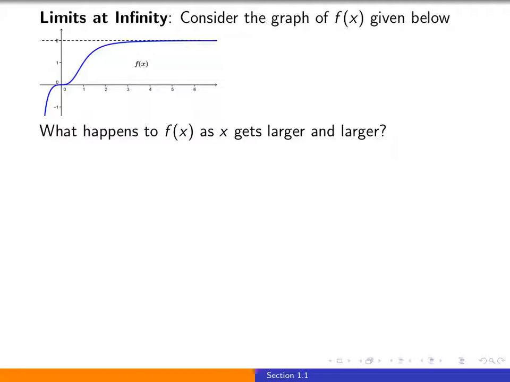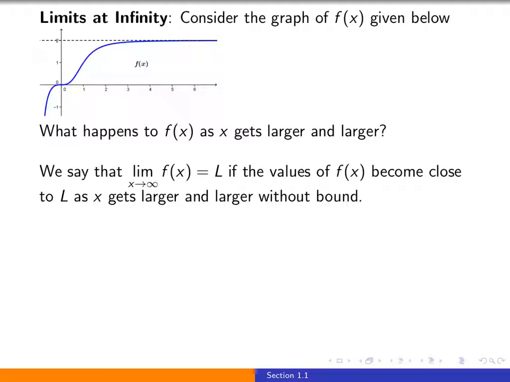In this video, we will discuss limits at infinity. Let's consider the graph of the function f of x given below and use this as motivation. What I would like to answer is the question, what happens to the function f of x as x gets larger and larger? Looking at the graph and thinking about plugging in large inputs of x, assuming the function has the same behavior we see, it looks like those outputs are getting really close to 2.